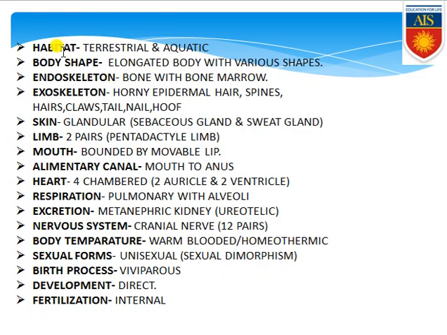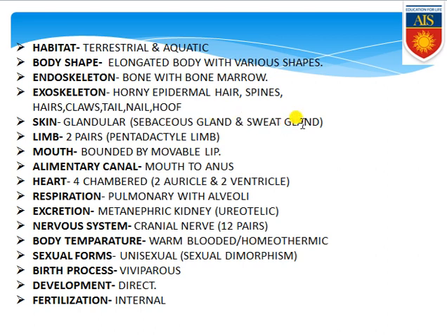First, the habitat is terrestrial and aquatic. Body shape is elongated with various shapes present. Keep it in your mind, their endoskeleton is obviously bony. Exoskeleton is also there, that is horny epidermal hair. They have spines, hairs, claws, tail, nail, hoof, everything. Skin is glandular, covered by sebaceous glands and sweat glands. Sebaceous gland is responsible for secreting sebum or oil, and sweat gland is responsible for releasing sweat.